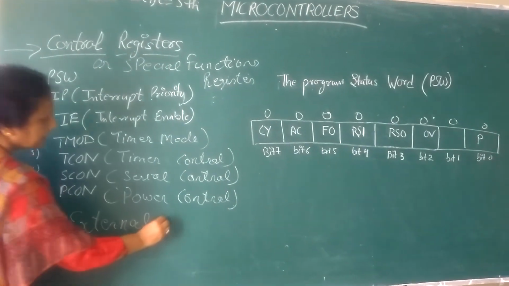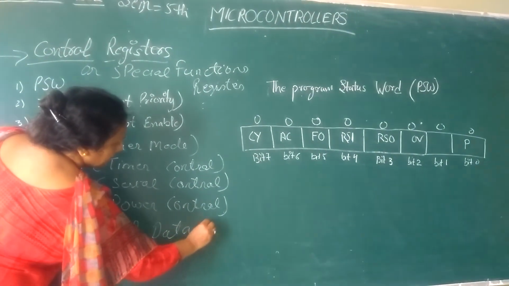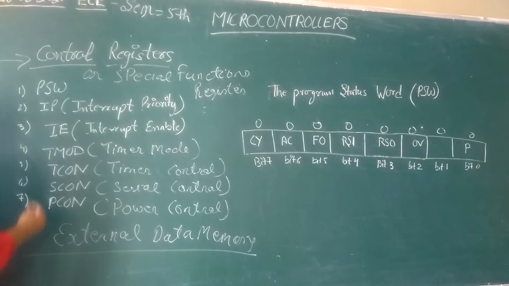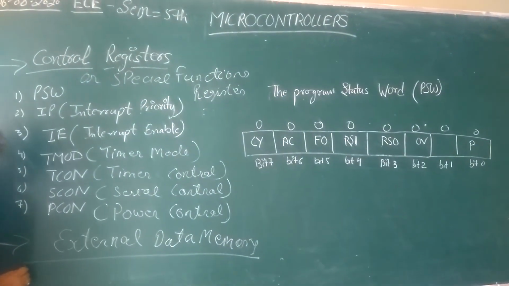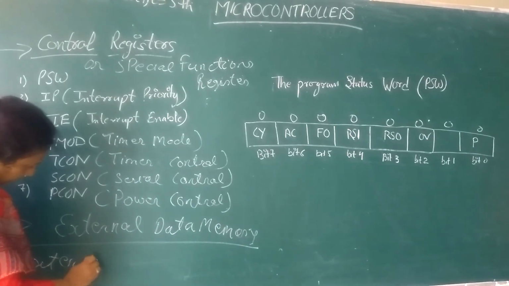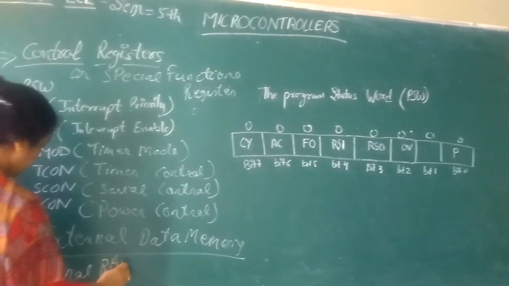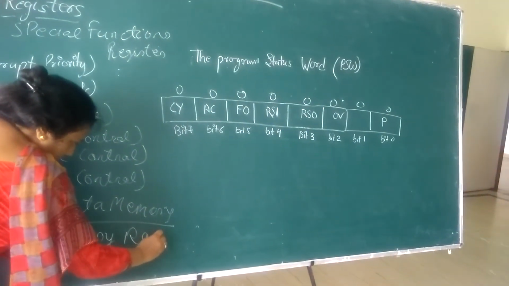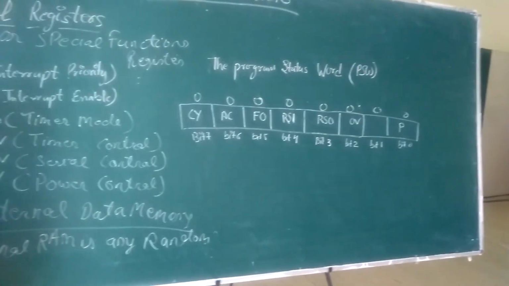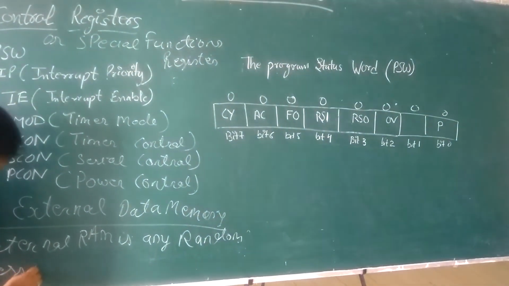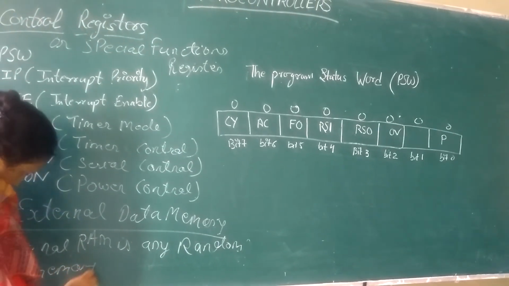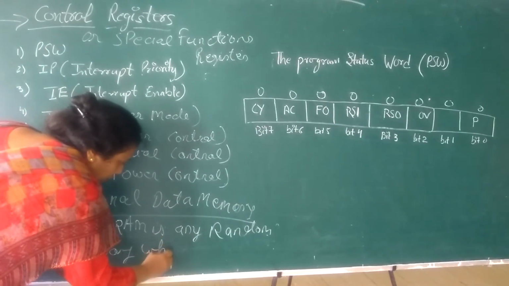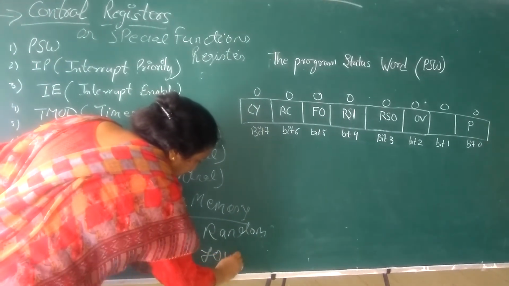Your next topic is the external data memory. What is external data memory? External data memory, as the name suggests, external RAM is any type of random access memory which is found on the chip.